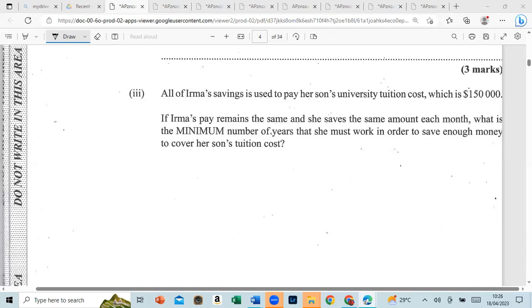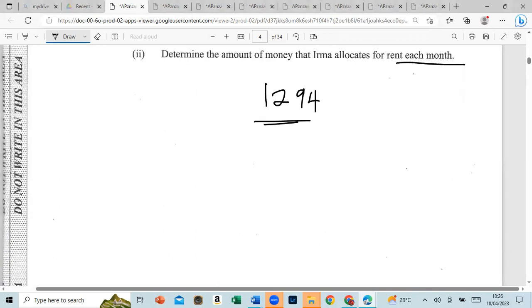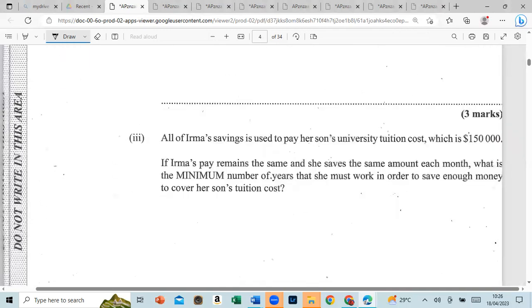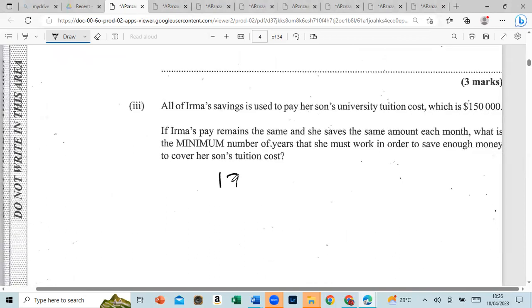Now, let's go back up to what her savings was. I think it was 1750. Let me check. Savings, yeah, it's 1750 per fortnight. Let's check how much you save for 1 year. We're going to multiply this by 26 because there are 26 fortnights in 1 year, assuming that she doesn't save a dollar more. So that's 45,500. That's what you save per year.